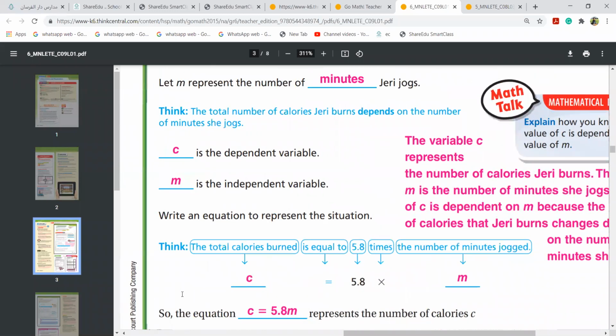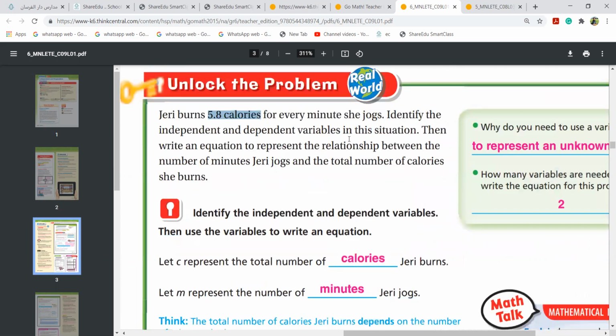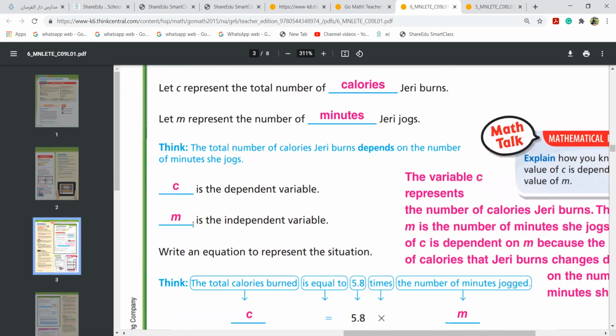Okay, Miss, what does M mean? I didn't understand. They said M is the minutes. M is the minutes. Yeah, okay. So we don't know how many minutes she's jogging. Do you know how many minutes she's jogging? No. It can be 10, it can be 20, it can be 40. That is independent. You don't know the exact number. You have to write M as M. Did you get it now?